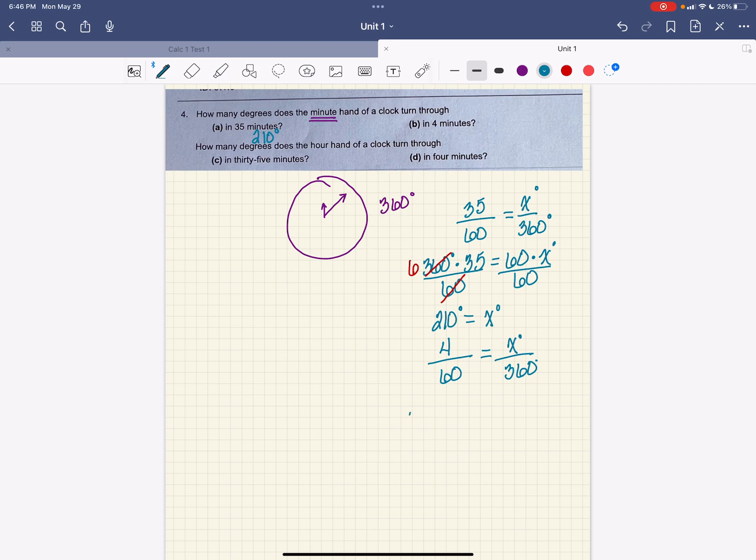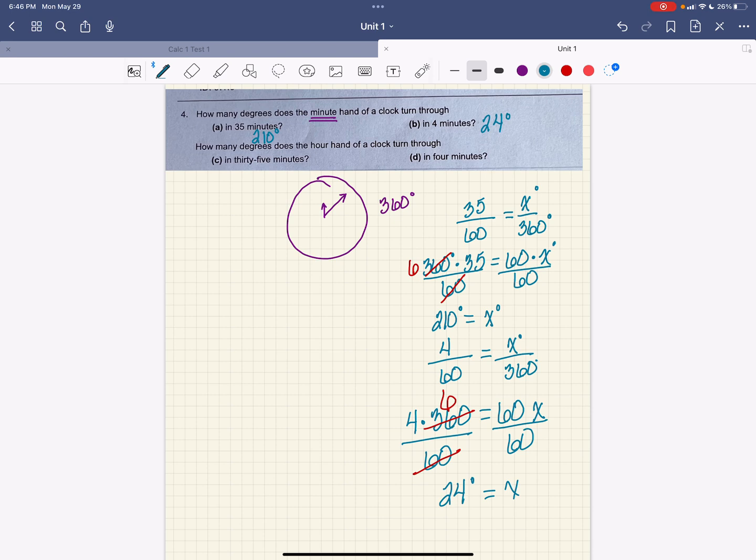So I'm going to have 4 times 360 equals 60 times x. Divide both sides by 60. Okay, I can do some cross canceling. Oops, right here. Okay, so then I have 4 times 6, so that's 24 degrees is equal to x. And so this part is 24 degrees.